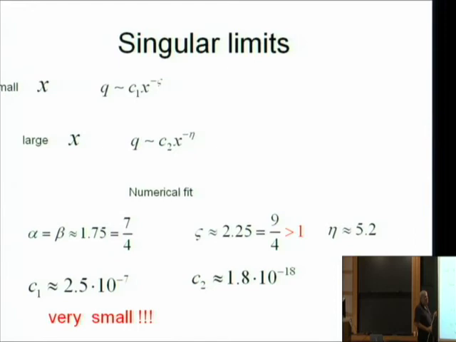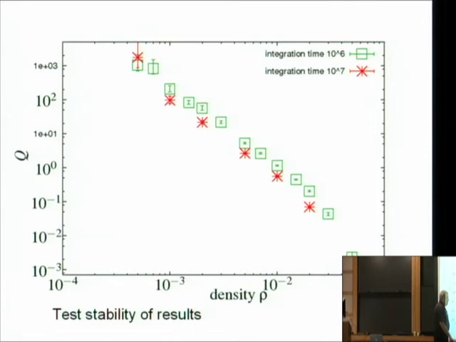And now we really don't understand from where this number comes. But it comes out in the numerics, and it is quite consistent. So when we change by a factor of 10 the time that we run, Q changes very little.